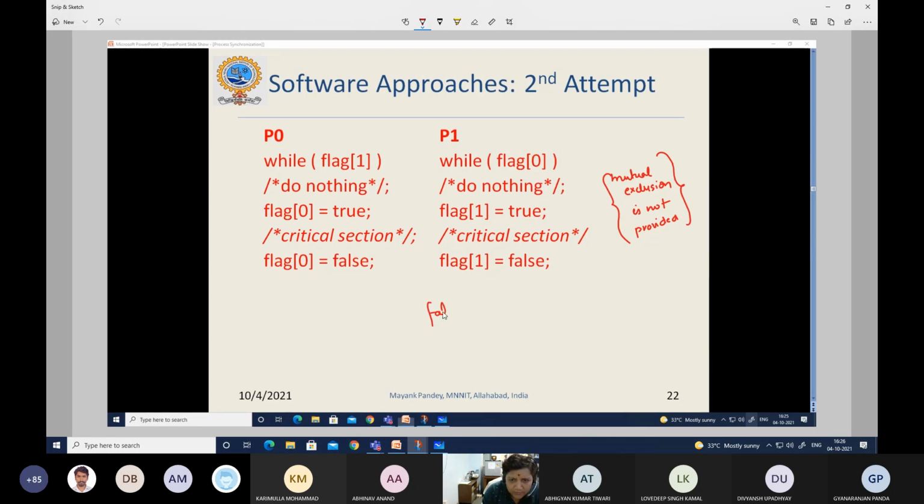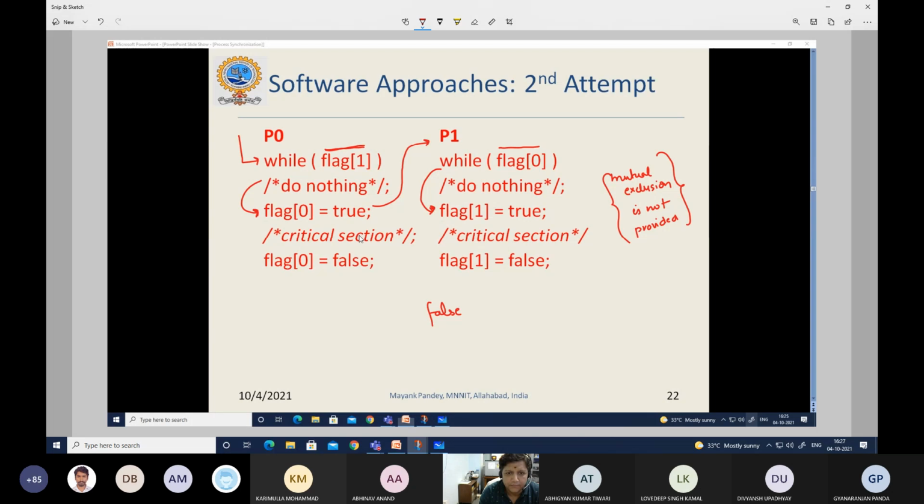Now, both flags are false, and suppose P0 runs the first line. This is the process you need to follow to debug the code, the process I am discussing. So this would be false, the while condition will not be true, and P0 comes here. At this particular time, there is a switch, and P1 gets a chance before flag 0 can be made true. So flag 0 is false, and P1 can also enter.